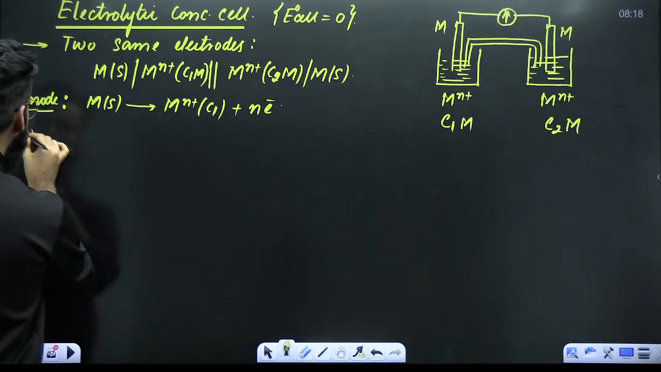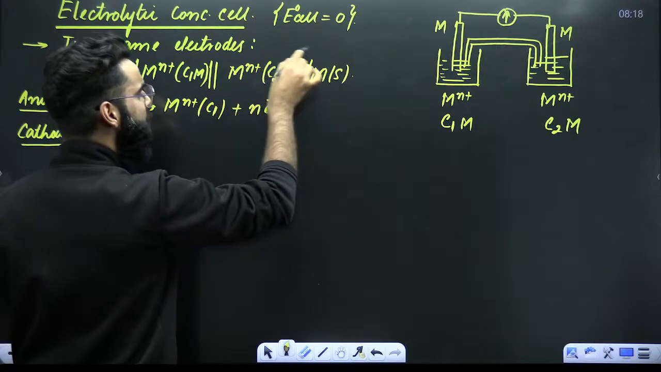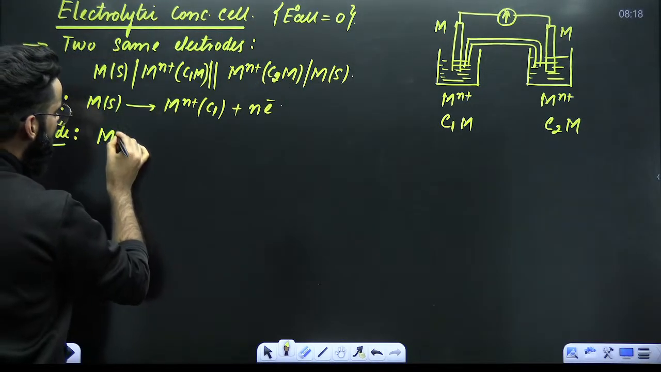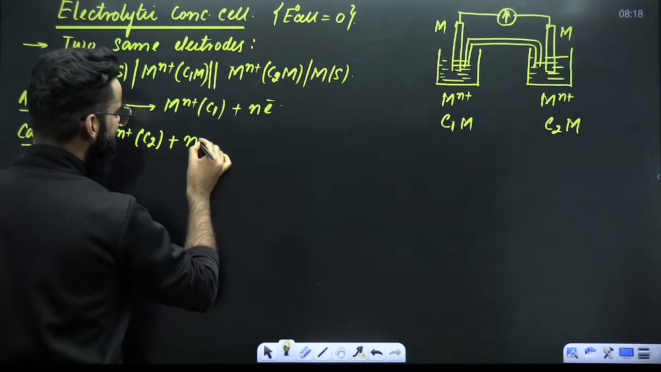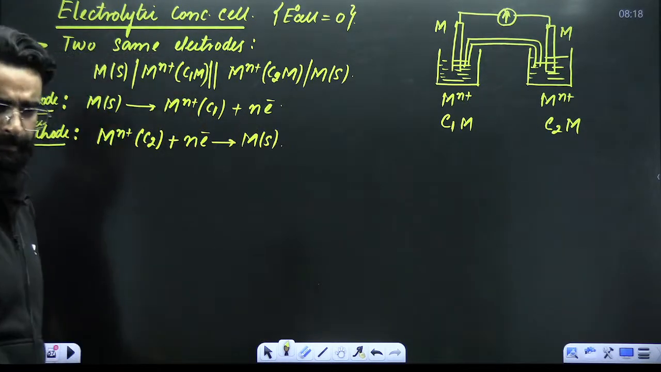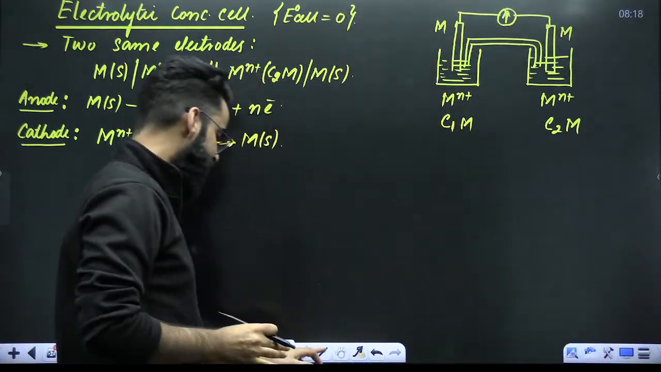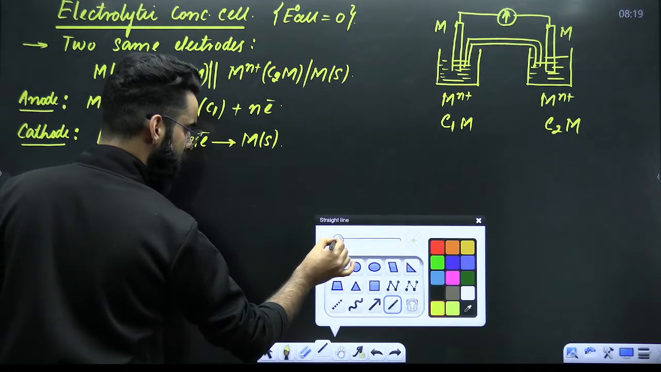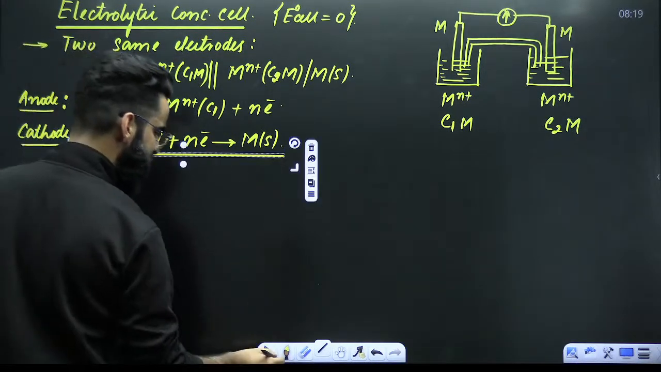Now similarly, what should be the reaction at cathode? What do you think? At cathode, reduction should take place. Mn positive should get converted into M. So the reaction has to be Mn positive aqueous with concentration C2 molar gaining n electrons and getting converted into M solid. These are the two reactions which should happen first of all: reaction at anode, reaction at cathode. Now, if I ask you whether electrons are balanced in both the reactions or not, just check it out. Absolutely, in both the reactions, electrons are balanced.